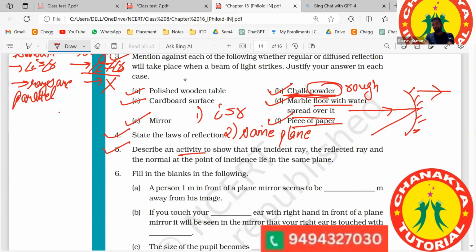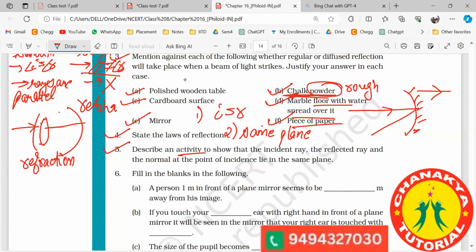Whereas in the eye, what is there? Light enters the eye, there is a lens, and after passing through the lens, it goes to the retina. That means the light ray is passing through the eye. Our eye starts from the cornea, so it is passing through the cornea, through our pupil, through the eye lens, and then it goes to the retina. That means it is passing through. So this passing through phenomenon is refraction.